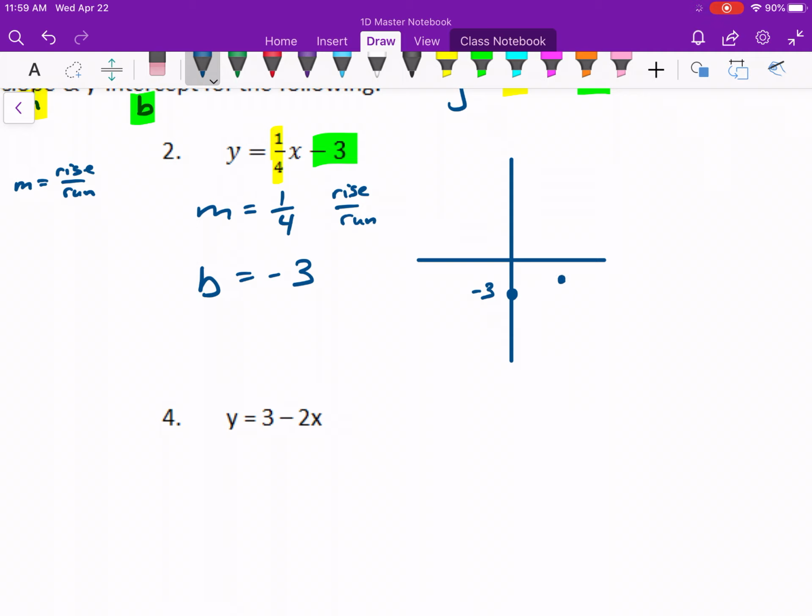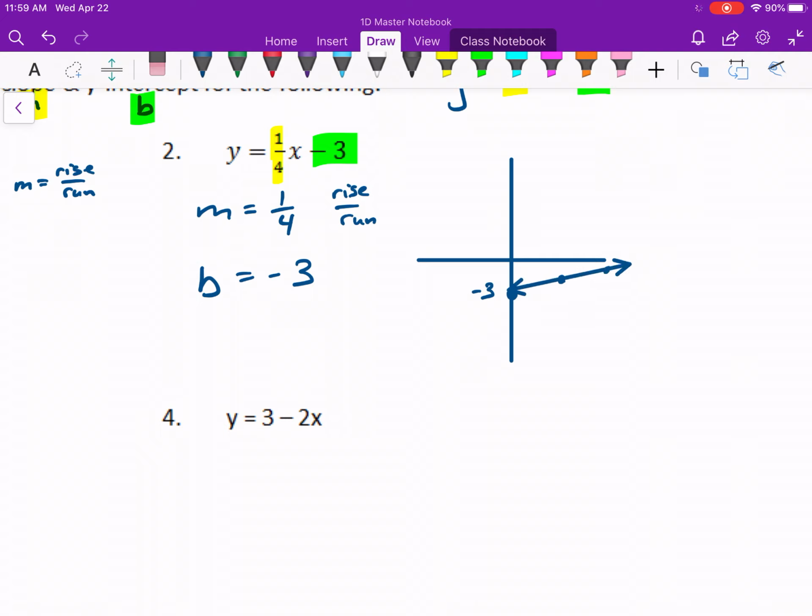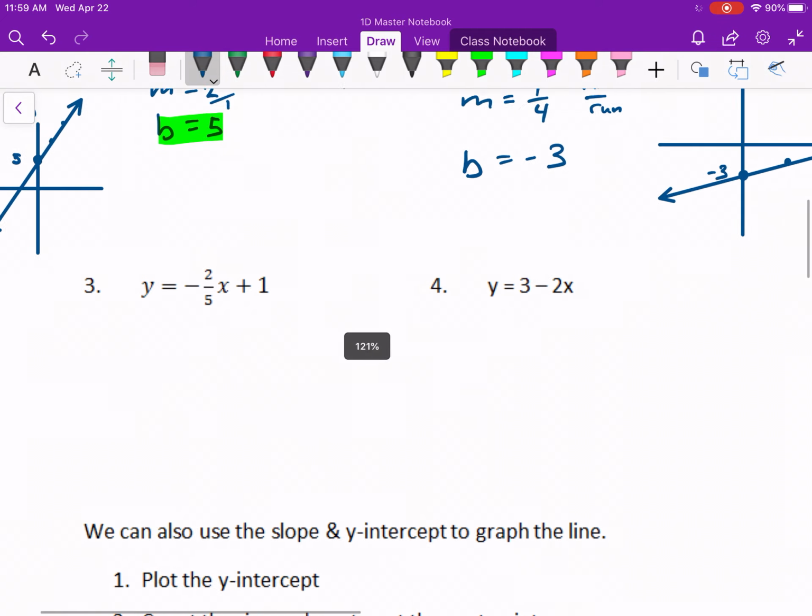So again, I'm just estimating where that would be. But you can see it's going to go side to side 4 times as much as it's going to go up. Go up 1 more and 4 more to the right. And again, after I've got a couple or few points, then I can connect the dots, and that's what that line would look like. So with this slope and y-intercept, I can graph things really quickly.